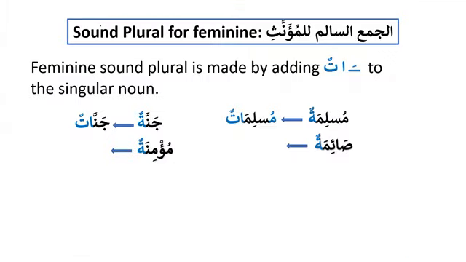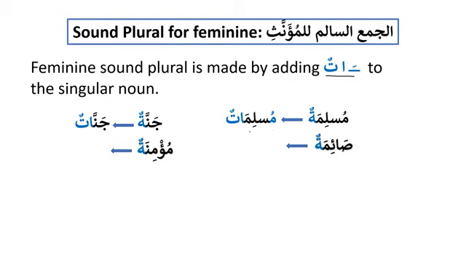Now, how do we make the sound plural for the feminine? The feminine sound plural is made by adding fatha plus atun to a singular noun. For example, we have here muslimatun. So how do we make it plural? Because muslimatun, we know that a single muslima, the plural will be muslimatun.